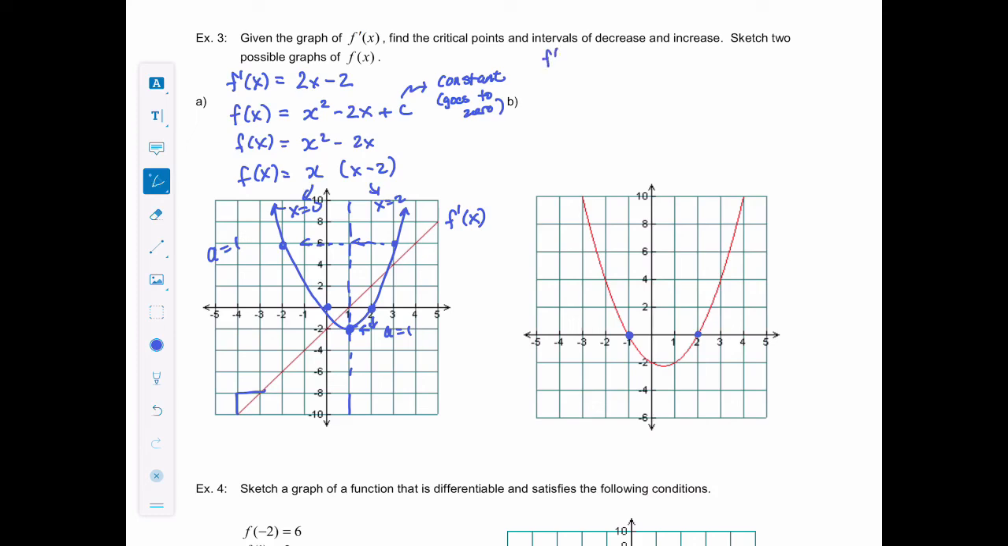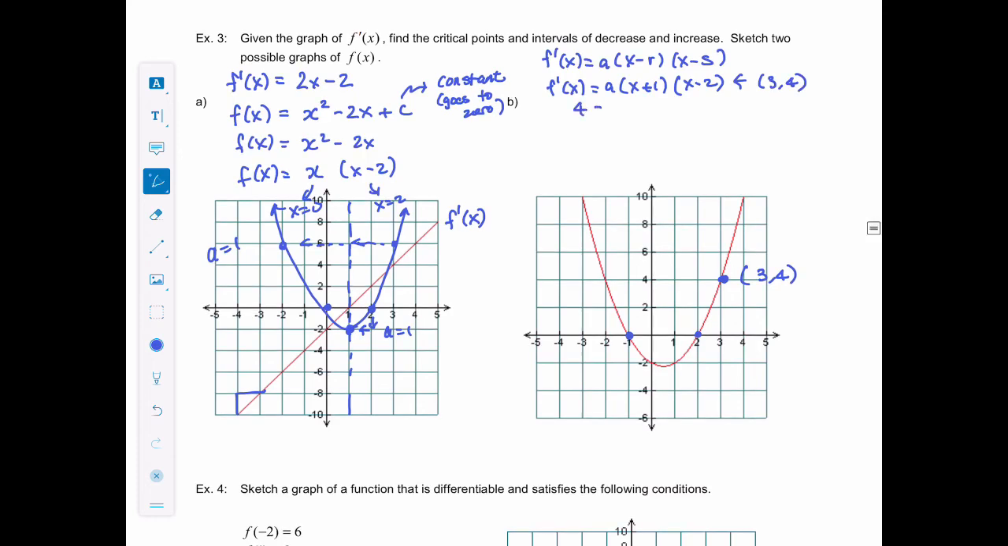So we're going to have f prime of x, which is equal to a(x - r)(x - s). I'm going to plug in what I know. So we know that x minus negative 1 is going to be x + 1, and x - 2 is going to be the second part. And I'm going to plug in a value that I know for sure is on the function, and I'm going to solve for a.